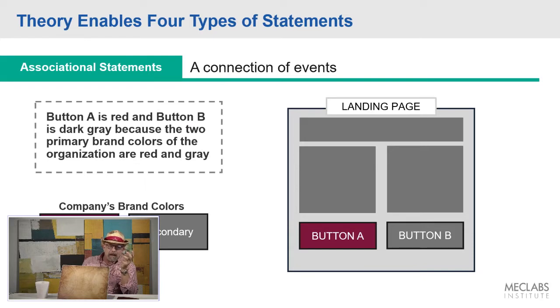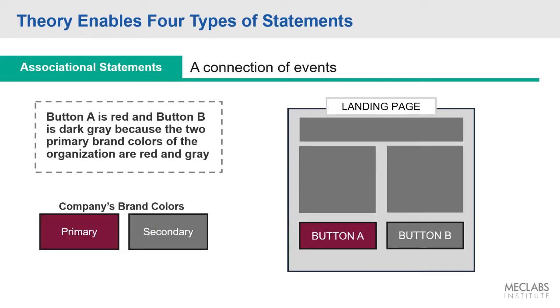this helps us think about what kinds of statements we can make that will become the building blocks of our theory. So we can do something called an associational statement. It's about association. It's about connection of events. For instance, why are those buttons red and gray? Because they represent the company's colors. And that's one way to think.